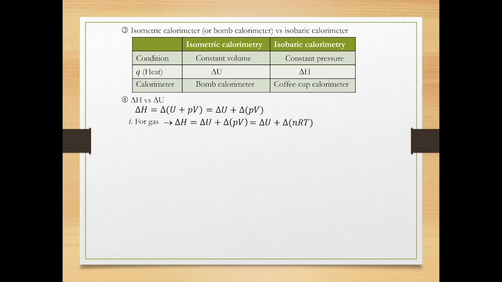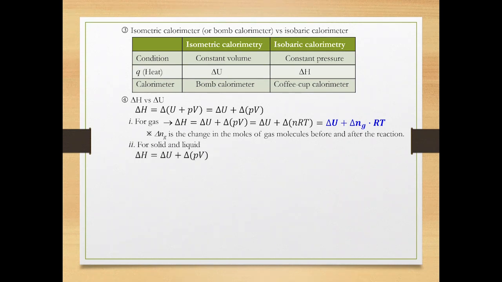Under constant temperature condition, RT is a constant as a whole, so you may leave it out like this. It implies that the delta H for a reaction that involves the production or consumption of gas is the sum of delta U and the change of moles of gas times RT. Take note that delta n sub g represents the change in the moles of gas molecules before and after the reaction. On the contrary, we should handle the equation differently for solid and liquid.